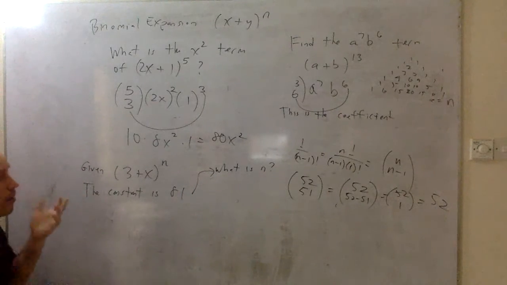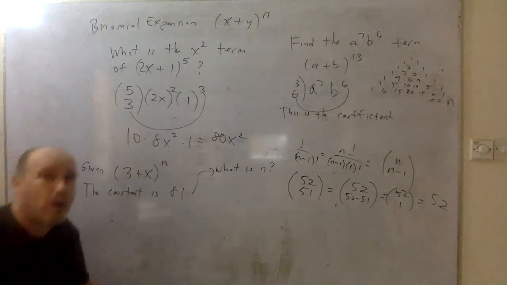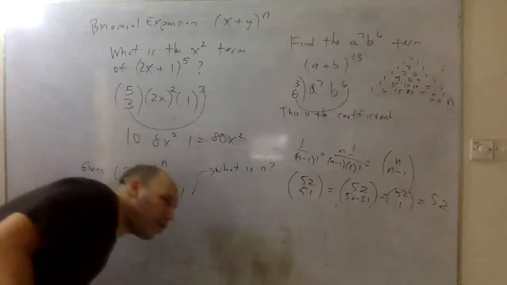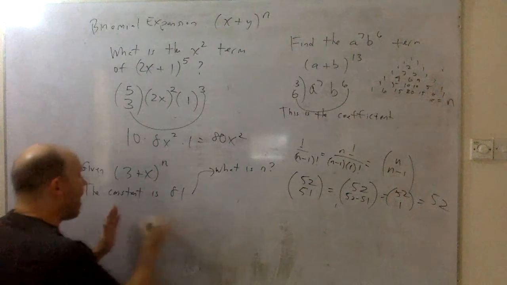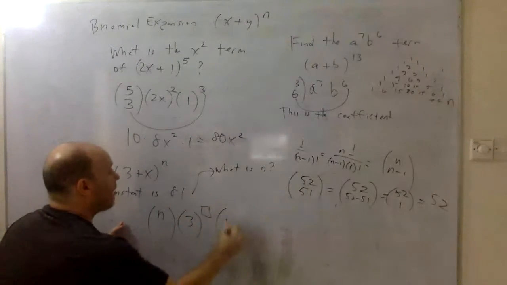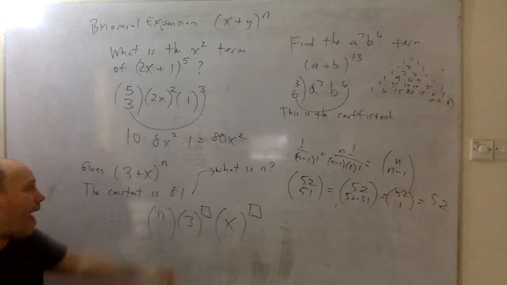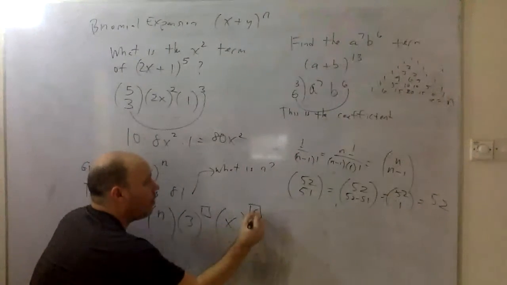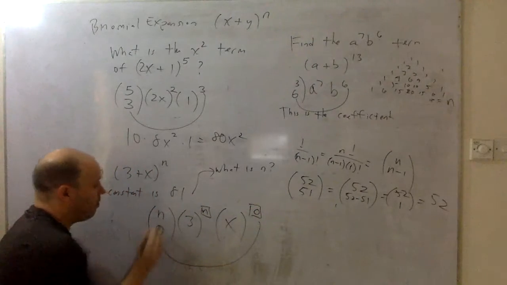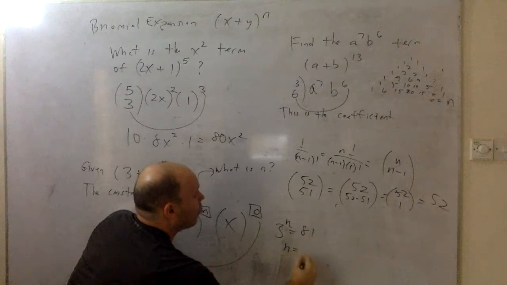Okay, well, let's think about what the constant term is. The constant term is like 81, the number. Well, there's no x there, so the x term was raised to the 0. But I still don't know what the n is, so let's look at any term. So we have n choose something, we have 3 to the something, and x to the something, right? Okay, well, I know that x has to be raised to 0. That means 3 has to be raised to the n, and we know from practice that the binomial coefficient is 1. So we have 3 to the n equals 81, n equals 4.